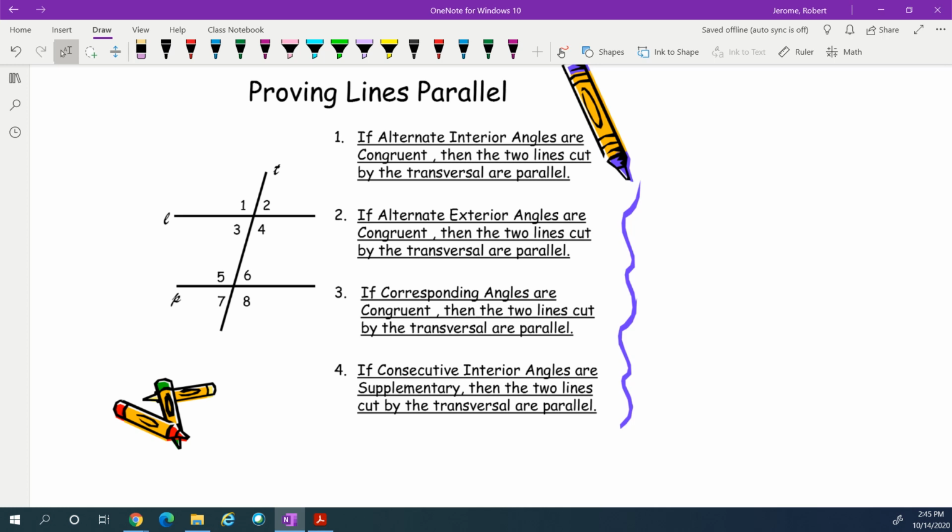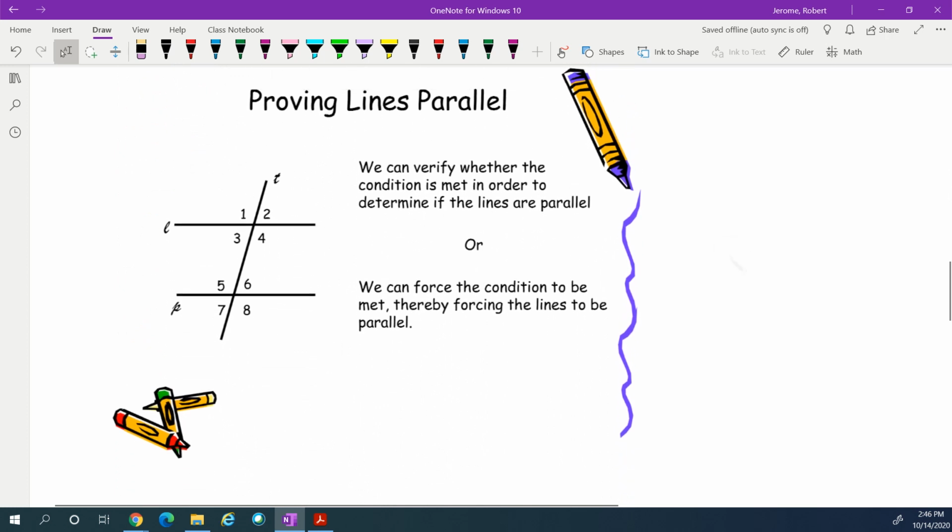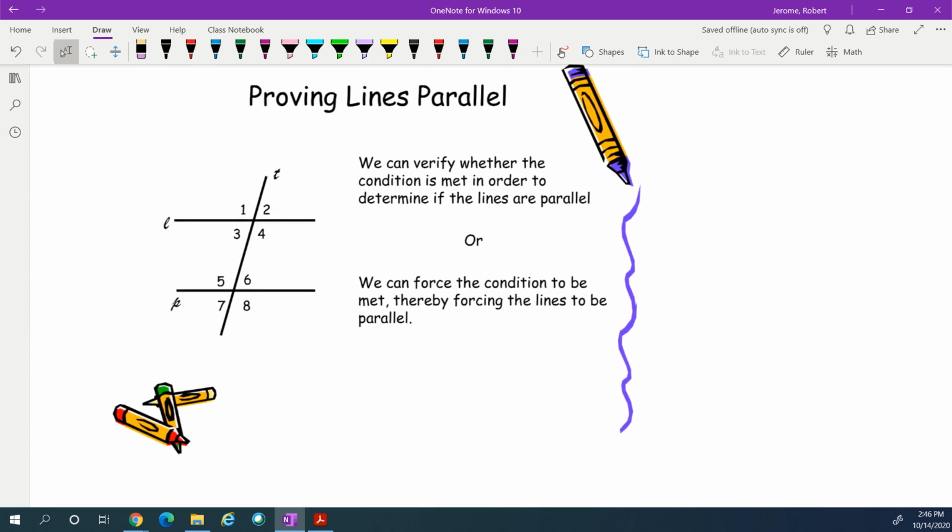If the alternate exterior angles are congruent, we test it. Yes, the lines are parallel. If the corresponding angles are congruent, then the lines are parallel. And if the consecutive interior angles are supplementary, then those lines are parallel. Same knowledge. That's why we're doing this now. So we're going to verify if the condition is met to determine if the lines are parallel.